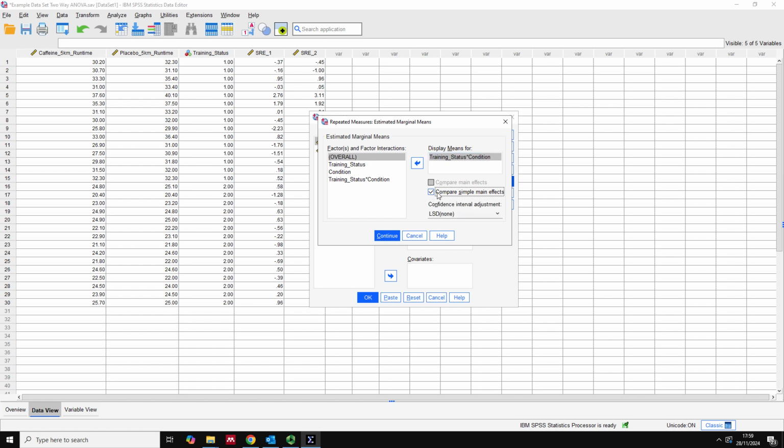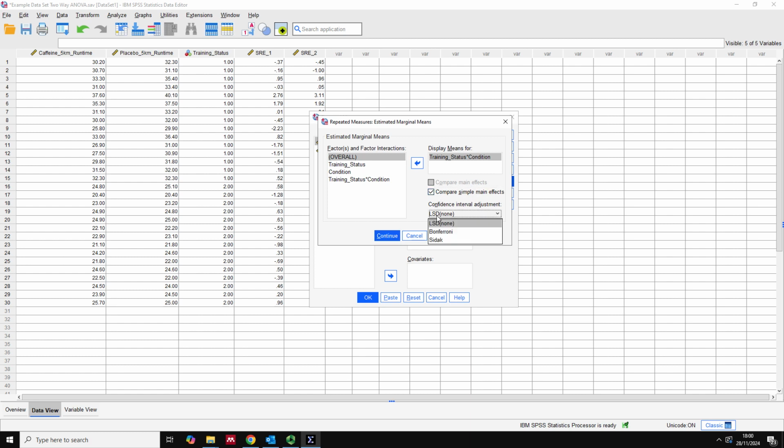So we're going to check compare simple main effects. And when we do that, it's going to look at the comparisons within all the groups. So it's going to compare caffeine and placebo in the untrained people. It's going to compare caffeine and placebo in the trained people. And it's going to compare caffeine in trained versus untrained. And then it's going to compare placebo in trained versus untrained. So quite a few different combinations of comparing our data.